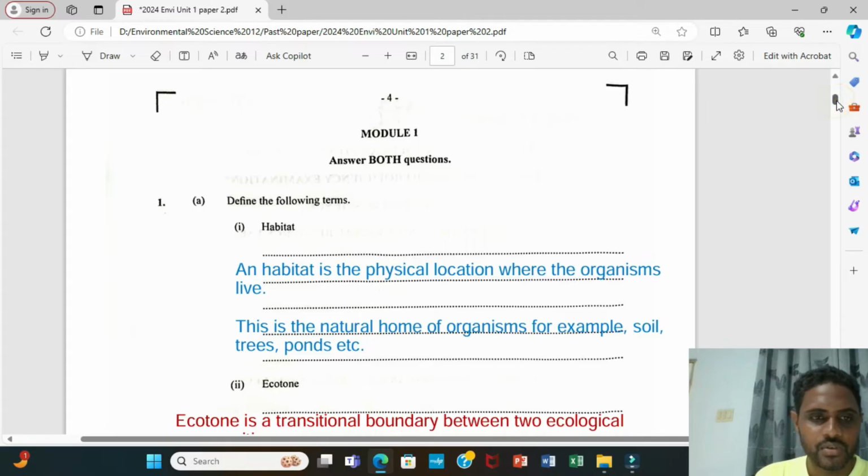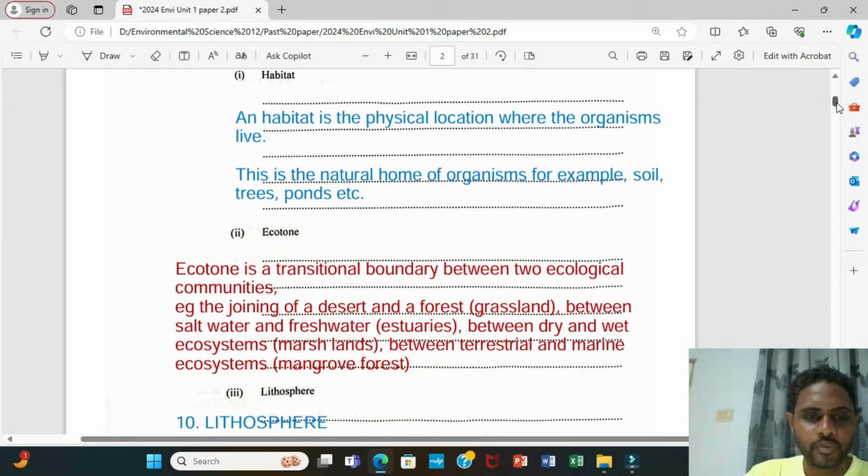The next one said you should also define ecotone. In simple words, you could say it is a boundary between two ecosystems. But let me read what I wrote. Ecotone is a transitional boundary between two ecological communities. For example, the joining of a desert and a forest, we call it a grassland. Between saltwater and freshwater, we call it estuaries, so the estuary there would be the ecotone. Between dry and wet ecosystems, we call those ecotone marshlands. And between terrestrial and marine ecosystems, we call those ecotone mangrove forests.